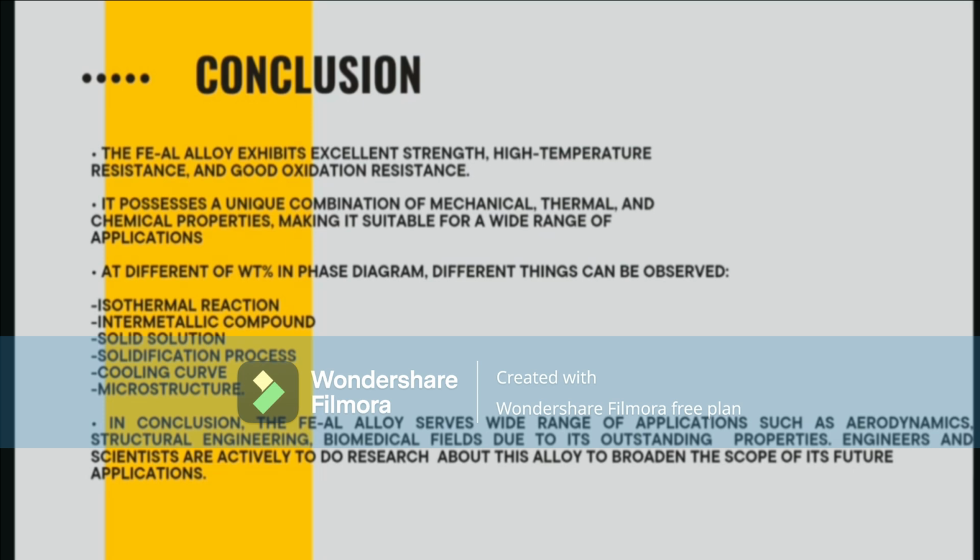At different stages in the phase diagram, different things can be observed, such as isothermal reaction, intermetallic compound, solid solution, solidification process, cooling curve, and microstructure. In conclusion, the FeAl alloy serves a wide range of applications such as aerodynamics, structural engineering, and biomedical fields due to its outstanding properties, and engineers and scientists are actively doing research about this alloy to broaden the scope of its future applications.